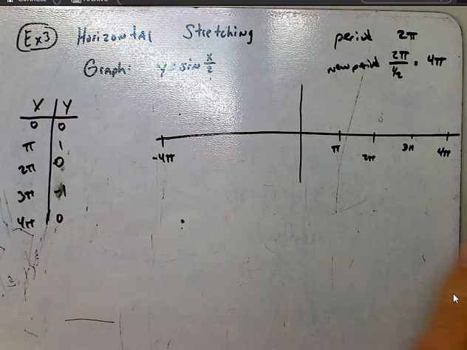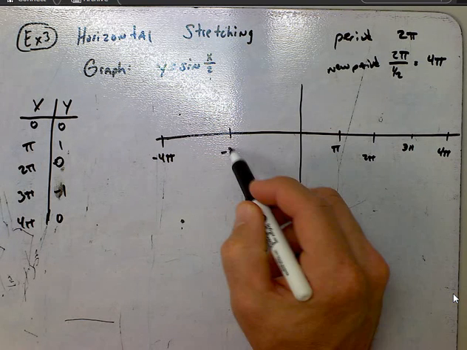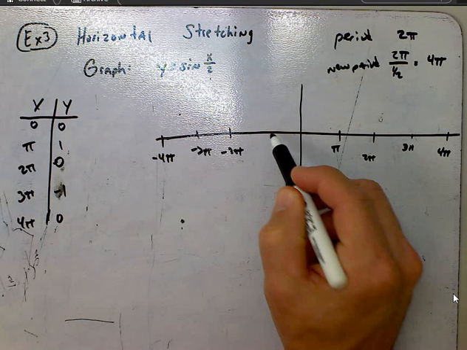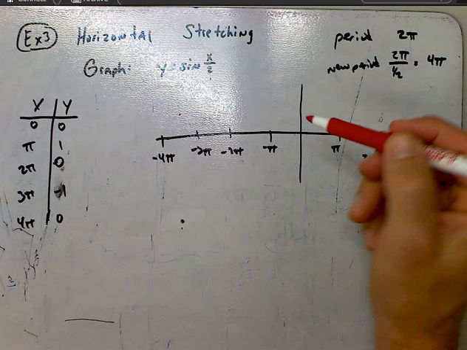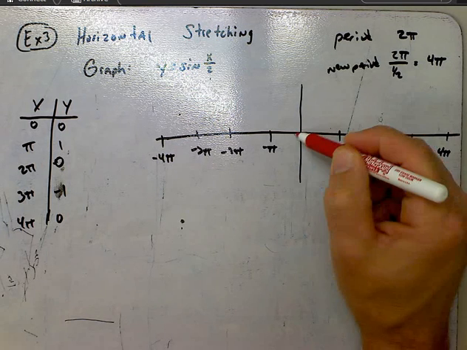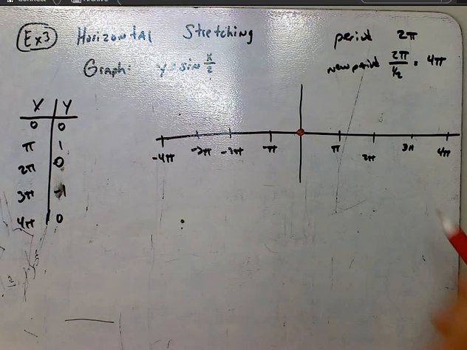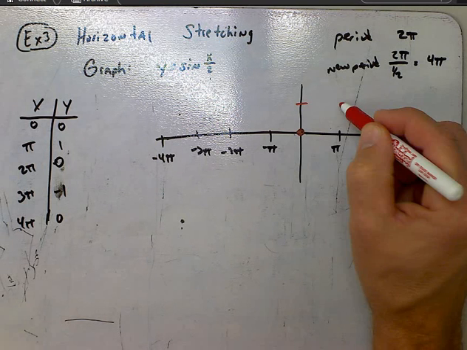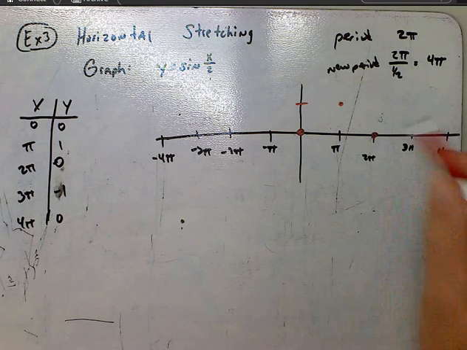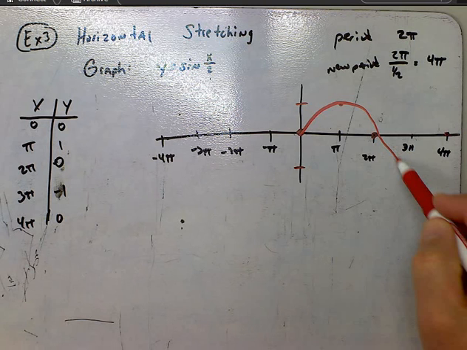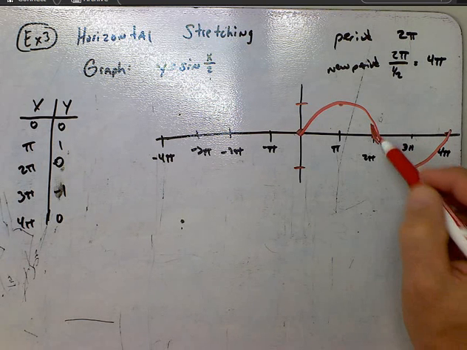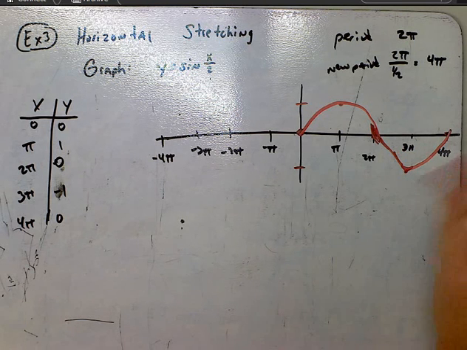Come back here into the negatives. Let's set up the graph. Then for the points on the graph: 0, 0; pi, 1; 2 pi, 0; 3 pi, negative 1; 4 pi, 0. And of course I should go through the points. Then same thing could keep going like that forever.